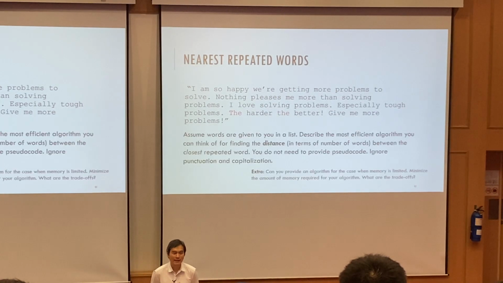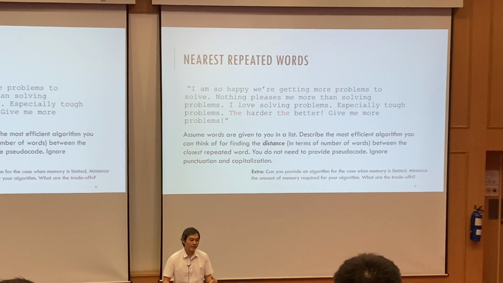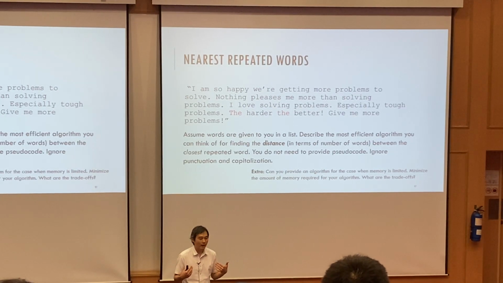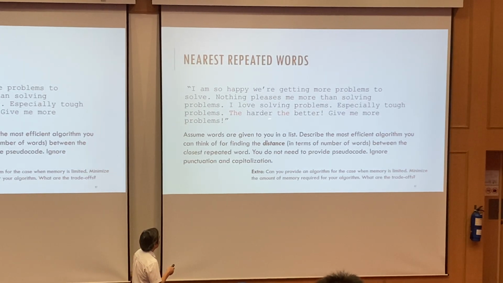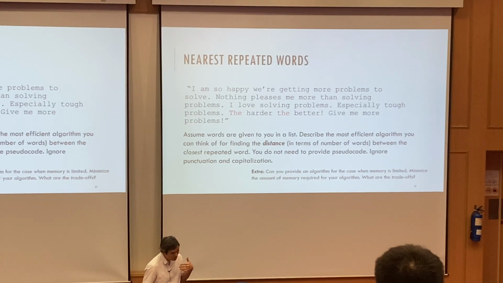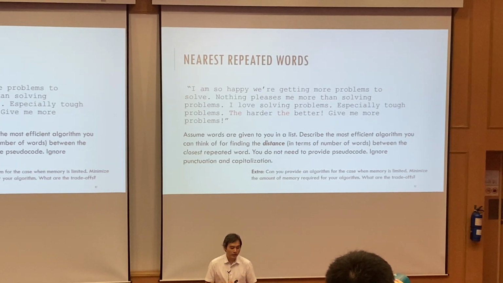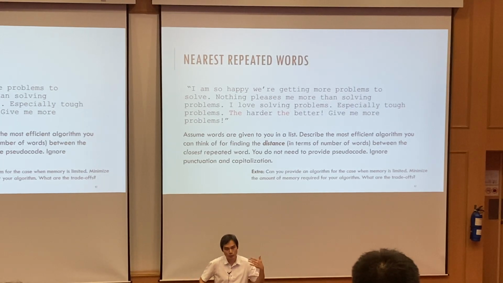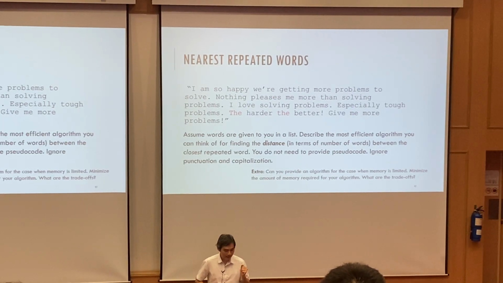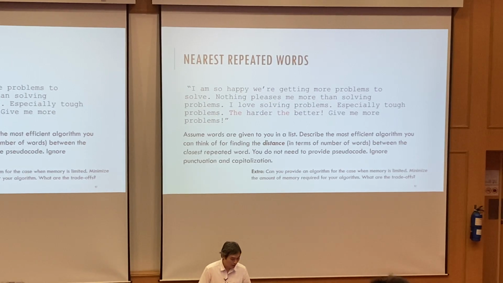Okay, so imagine if I gave you this text and I say that I want to find, for every word, the distance between the word and the closest repeated word. So imagine if I have the "the" here. I want to find the closest "the" when it's repeated. So how can we do this? We want to find the most efficient method, and you can assume that the words are given to you in a long list. So it's not in a paragraph, but in a long list, so every word is in its own index. And I want to solve this problem. The question is how to do this effectively.